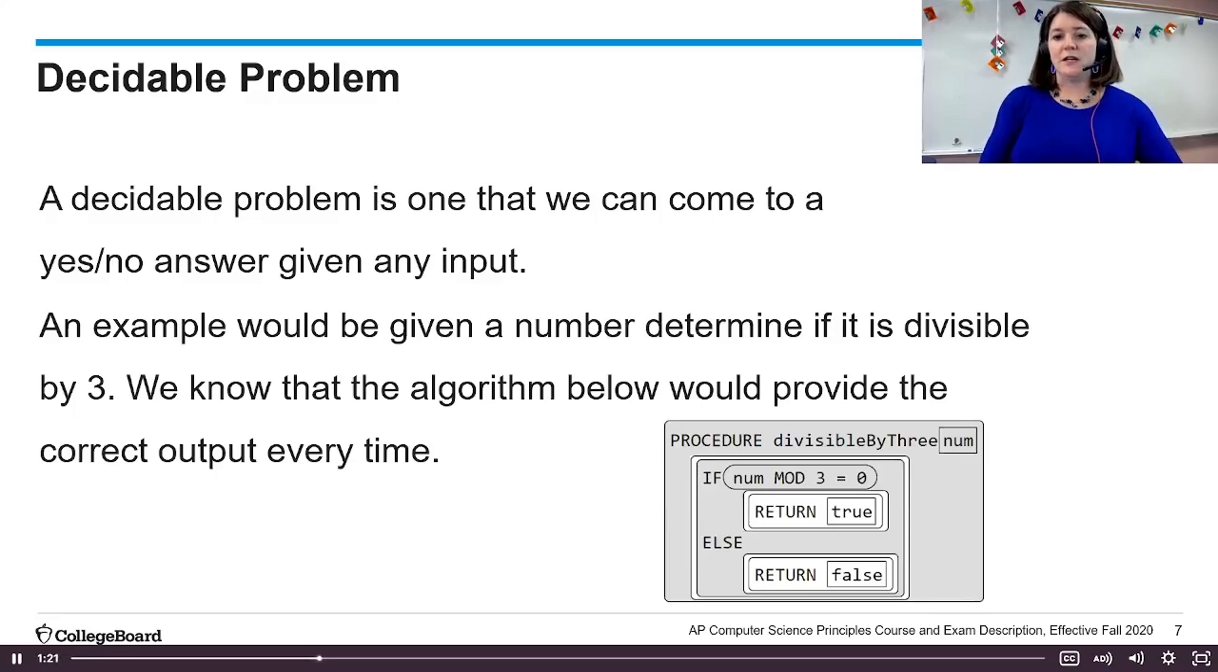So we have a procedure here called divisible by 3, which takes the number and mods it by 3 to see if that's 0. Remember, mod gives you the remainder of the division. So if a number divided by 3 gives you a remainder of 0, then we know it's divisible by 3 and we will return true. Otherwise, we will return false. So that's an example of a decidable problem.